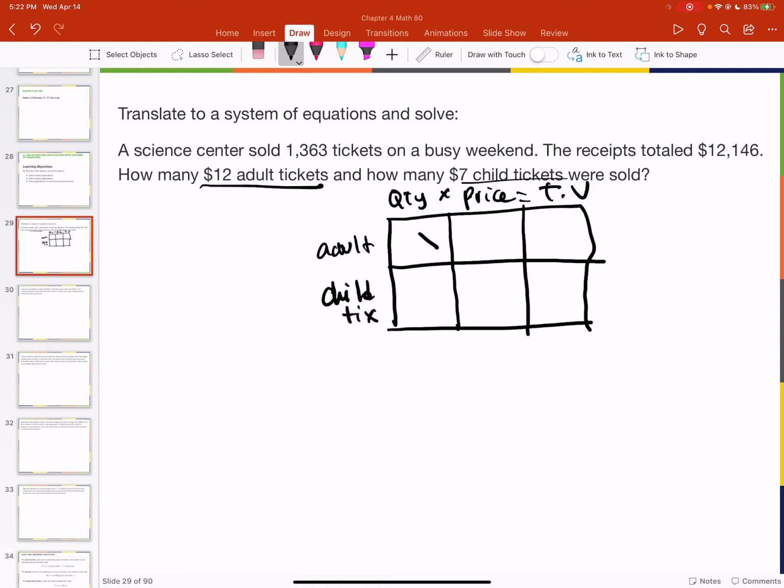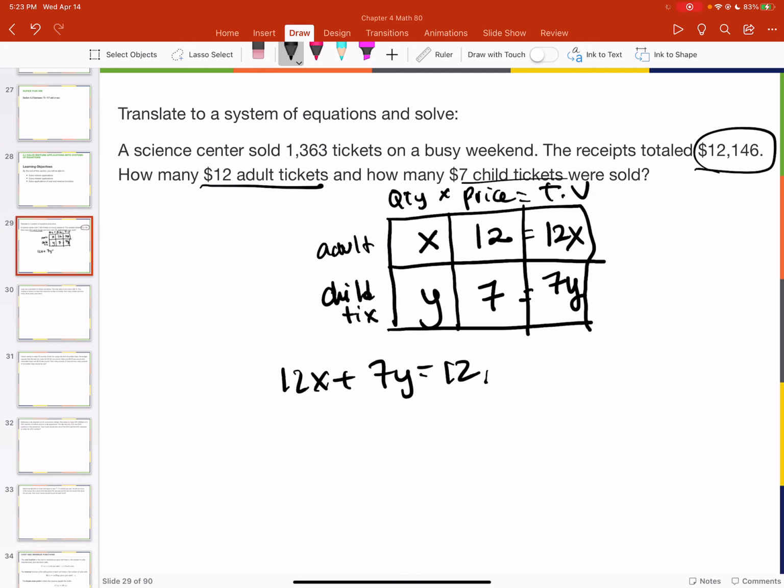Now the question is how many adults and how many child. So we'll let X be the adult tickets and Y be the number of child tickets. We know that the adult tickets cost $12, the child tickets cost $7. So together, the amount of money brought in by adult tickets would be represented by 12X, and similarly for child tickets, 7Y. So together the receipts totaled this much. So 12X plus 7Y equals 12,146. Well, what else do we know? We know that the total amount of tickets sold was 1,363.